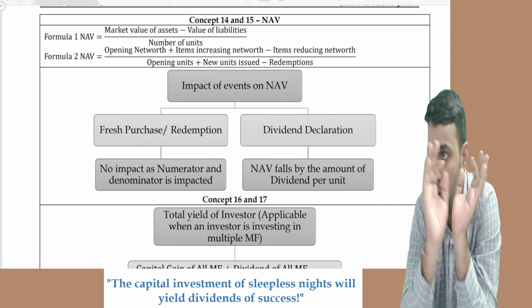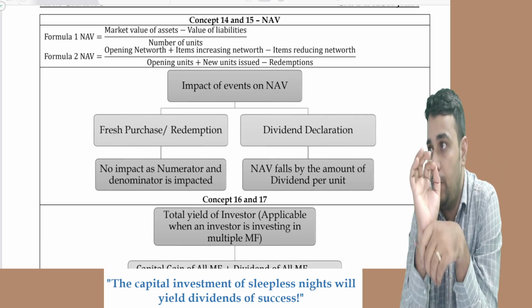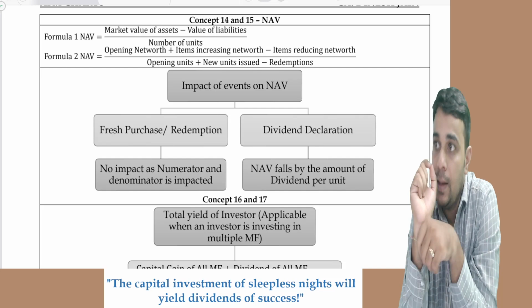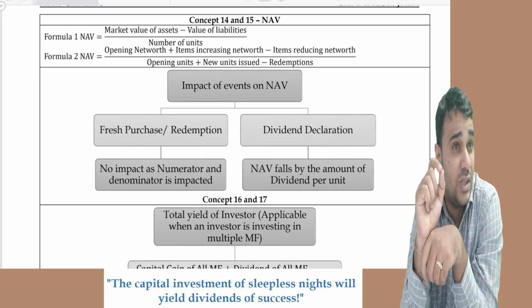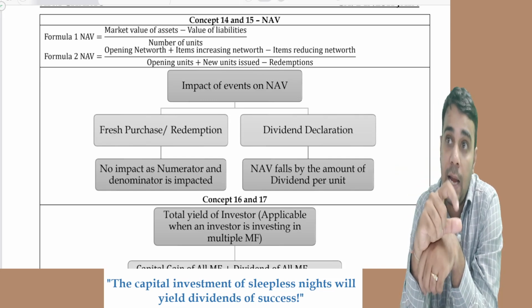Clear? Any doubts on this? So anywhere there is a dividend declaration, NAV will fall by the amount of dividend. In fact, it is also said that share price will fall by the amount of dividend when a cum dividend share becomes an ex dividend share.